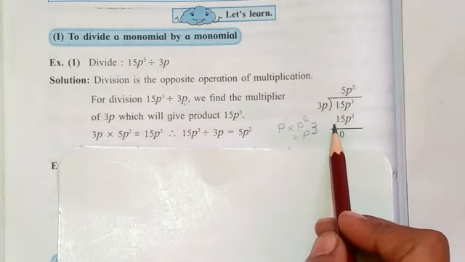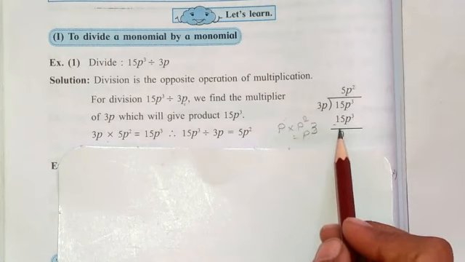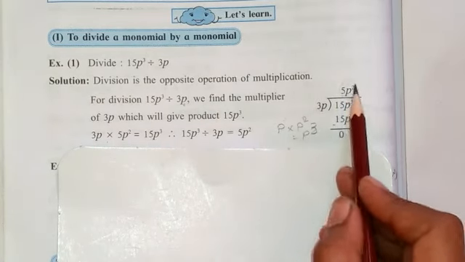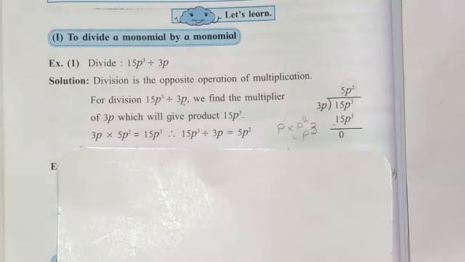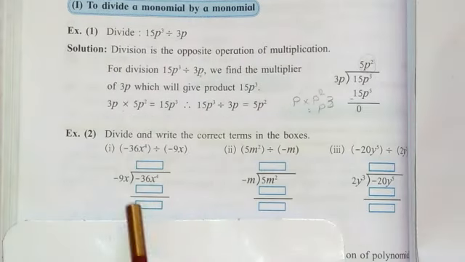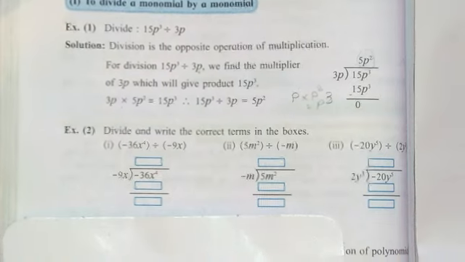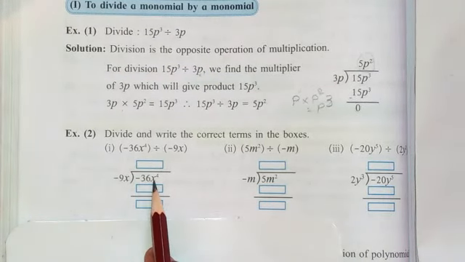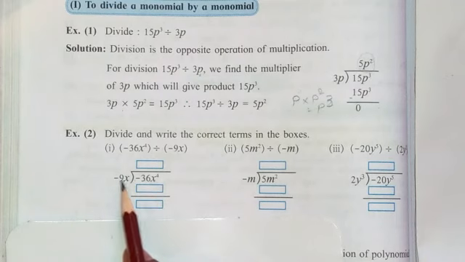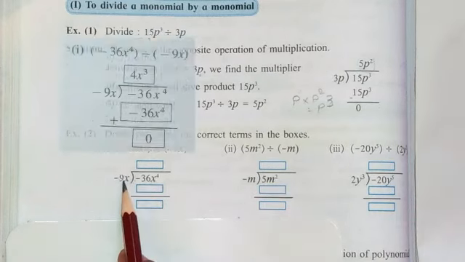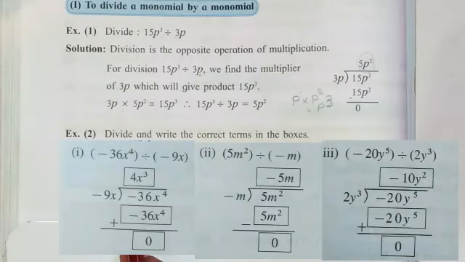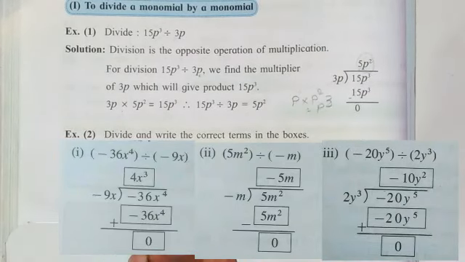15p raised to 3 minus 15p raised to 3, the remainder will be 0. And here we got the answer, that is 5p square. Now students, let's see more examples. Now here the simple 3 examples are given, which are on the basis of division only, where we have to write the correct terms in the proper boxes. So due to the shortage of time, here I am directly giving you the answers that you have to write in your classwork notebook.